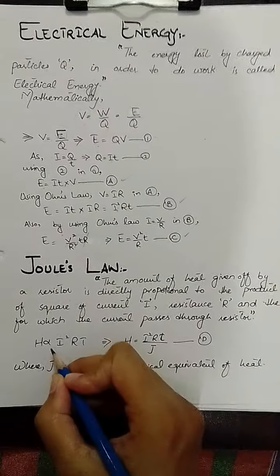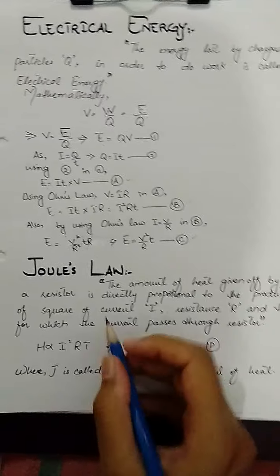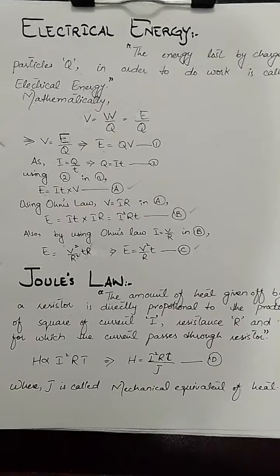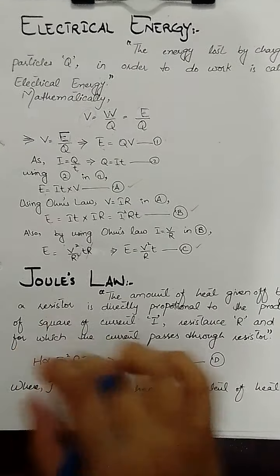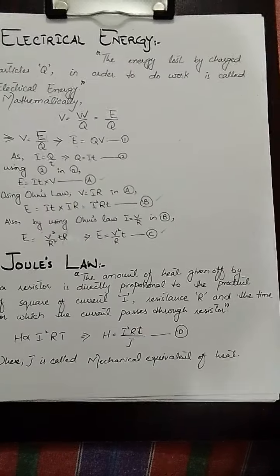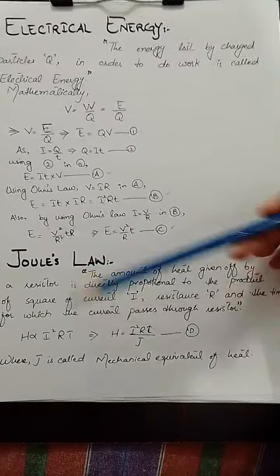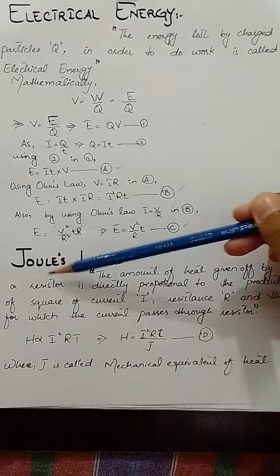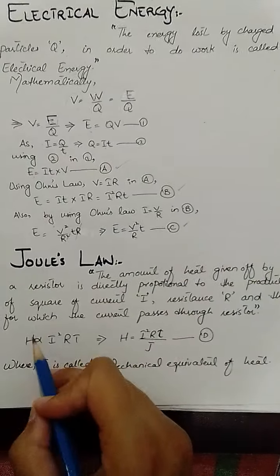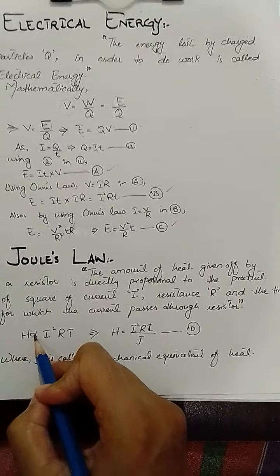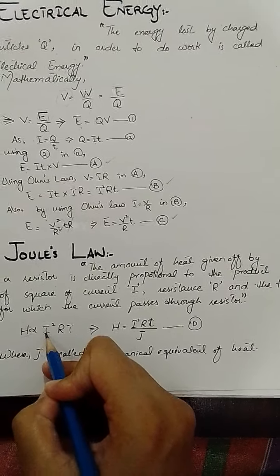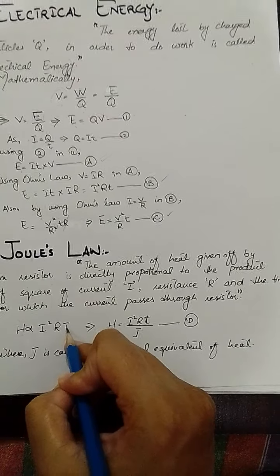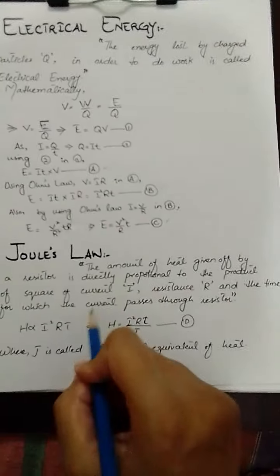So the amount of heat given off by a resistor, okay, so H is the heat given off by the resistor. Heat or heat lost by the resistor, okay, of course जब भी हम किसी resistor को potential difference apply करते हैं, then that resistor would heat up, और उस heat को evaluate करने के लिए हम Joule's law use करते हैं, and it says that this heat given off by the resistor is directly proportional to the product of square of the current, the resistance, and the time for which the current passes through the resistors.